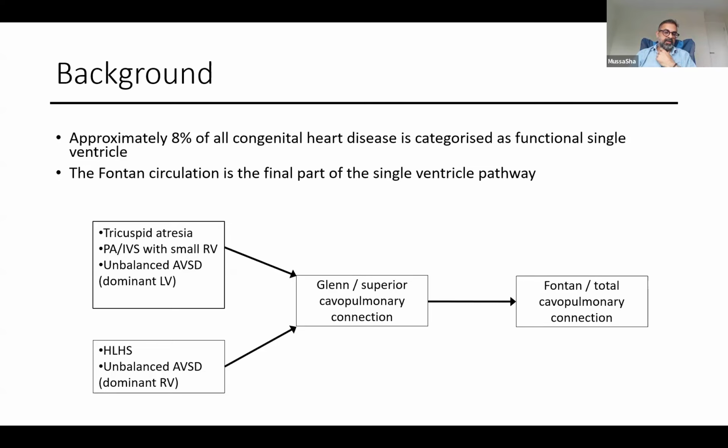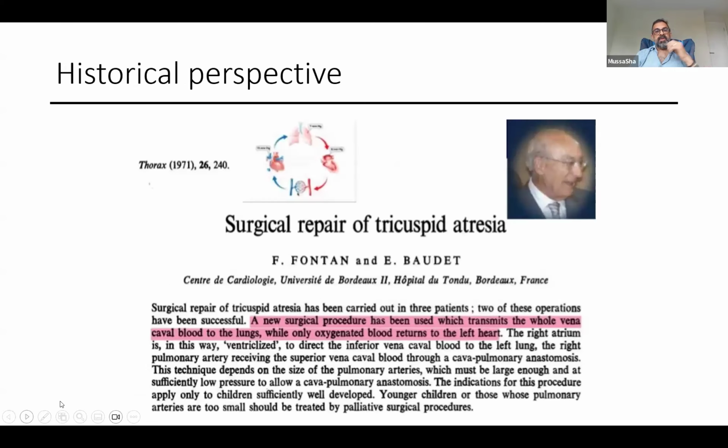So the Fontan is the final part of that single ventricle pathway, whether you start with a dominant right ventricle or a dominant left ventricle. The Fontan is the final destination, as it were. So the history behind it is that the operation was initially conceived as a repair for tricuspid atresia. I think it was described in the 70s, but first performed in the late 60s, and that was done by Francis Fontan in Bordeaux in France.